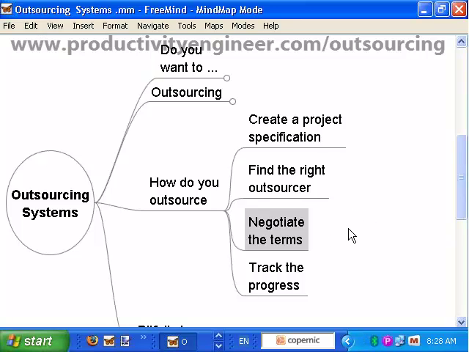Then the last step in the outsourcing is to track the progress. You want to be sure that you have progress reports from the outsourcer, so you can see what's happening. If there's any sticking points, you want to know about it. If there's anything that the outsourcer needs to know in order to get things done more quickly, you want to be able to keep on top of how the progress is going so that you can get the project done to your taste in the amount of time that you want it done.